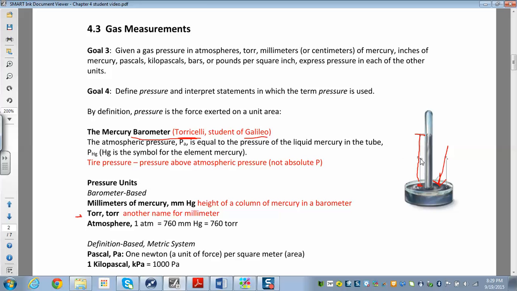Some pressure units: millimeters of mercury, mmHg. You'll see that a lot. It's the same as a torr. Torr and millimeters of mercury are the same unit. What we're going to use a lot more is the atmosphere. So 1 atmosphere is 760 torr, 760 millimeters of mercury. You don't have to memorize that. I'll give that to you because that's just a conversion factor. Remember, conversion factors from chapter 3.